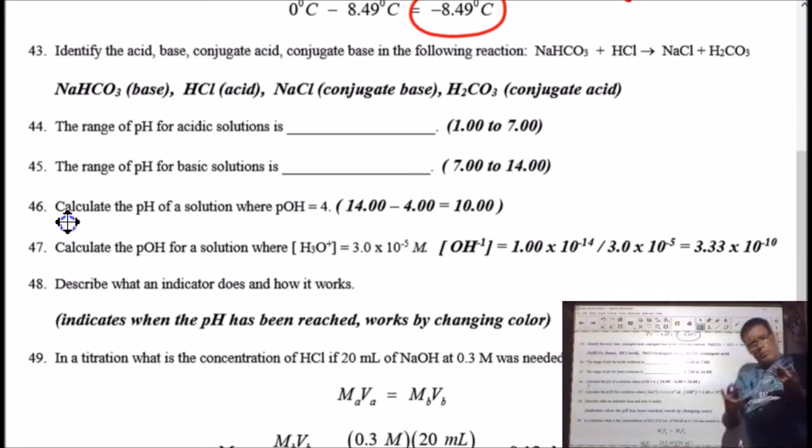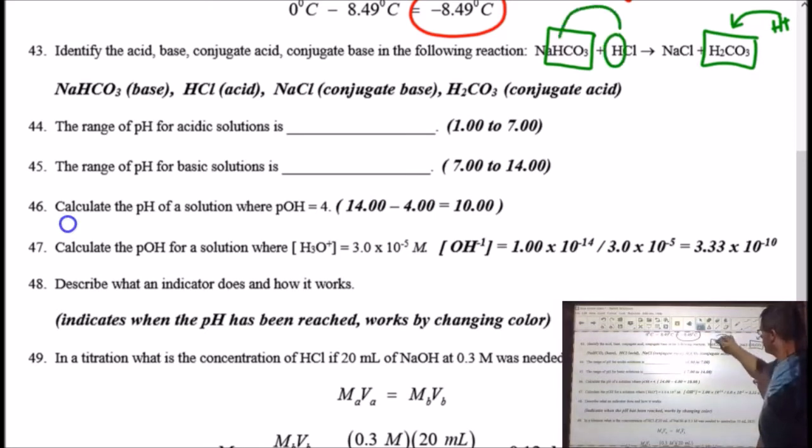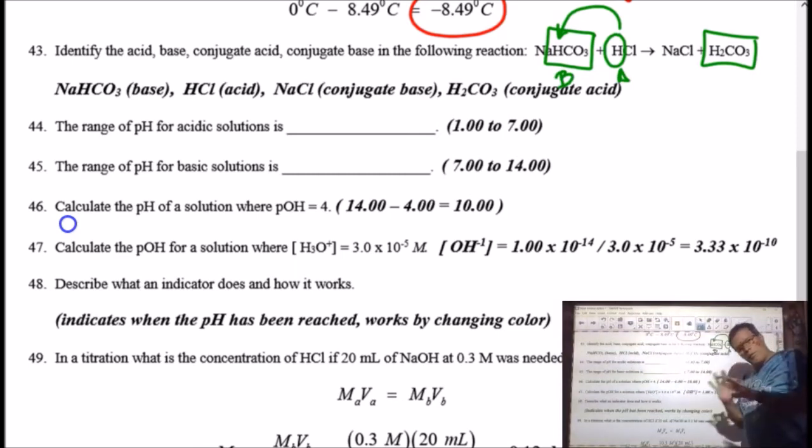43. Identify the acid, base, and conjugate base of the following reaction. So this one's a little bit different, but you have to look at the before and after. So HCO3, bicarbonate, has 1 hydrogen. Over here, carbonic acid has 2 hydrogens. So what that means is somewhere a hydrogen jumped on there to go from 1 to 2. Where did that hydrogen come from? Right there. So in this case, this is my acid, this is my base, because again, we're looking at the before and after.